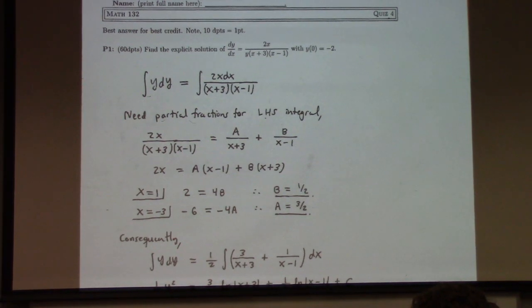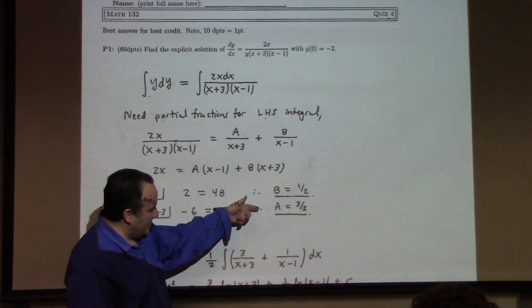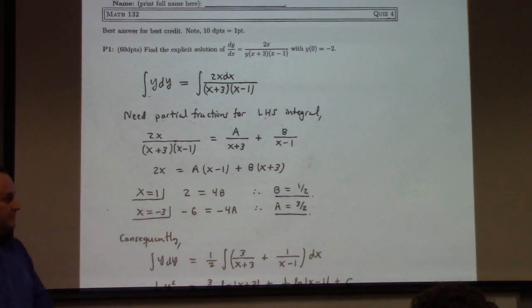How do you get the 1/2 before you integrate both sides? How did I get the 1/2? You have y dy, the integral of y dy is equal to 1/2 of the... Oh, that's because there's a half and a 3/2 from the partial fractions. I just pulled the half out.